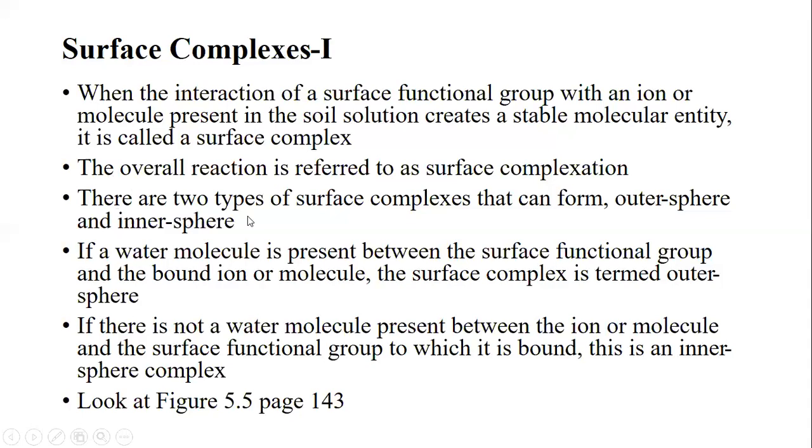Okay, there are two types of surface complexes that can form: outer sphere and inner sphere. We talked about them earlier. If a water molecule is present between the surface functional group and the bound ion or molecule, the surface complex is termed outer sphere. We already talked about it. I'm not going to go into too much detail again, because we have already defined that in salt solution. So review your chapter again and keep up with what we already discussed.